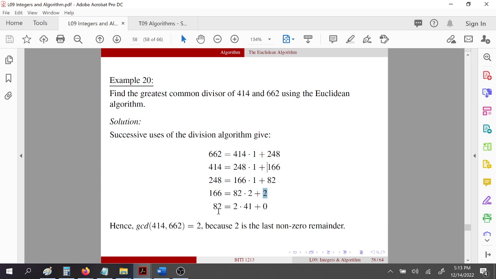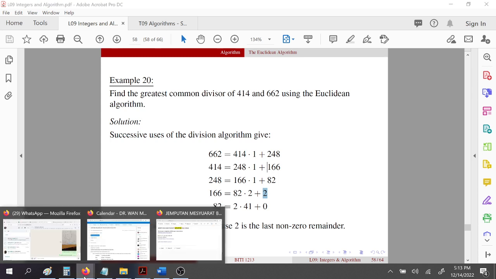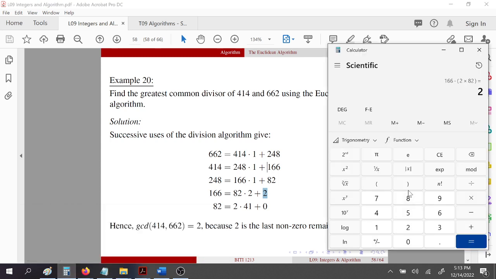And after that we bring this number down, 82 and 2. 82 minus 2, because we want to obtain the balance. The balance is 80. However, this number is greater than 2. Okay, 80 is greater than 2.